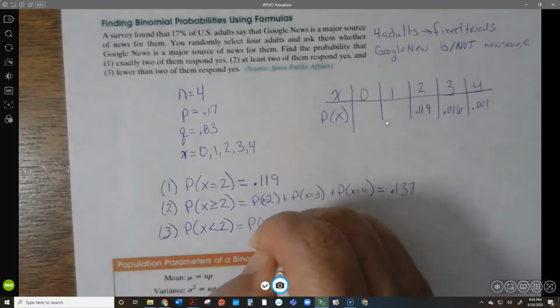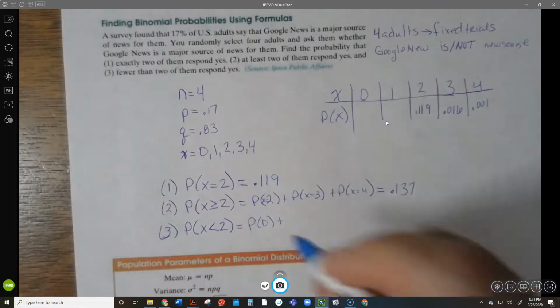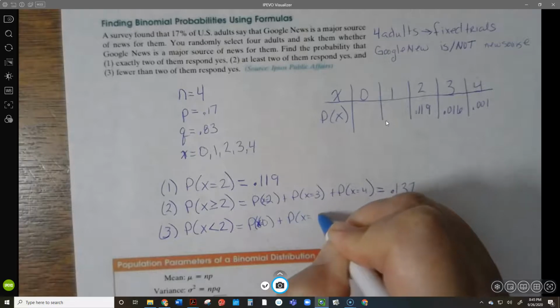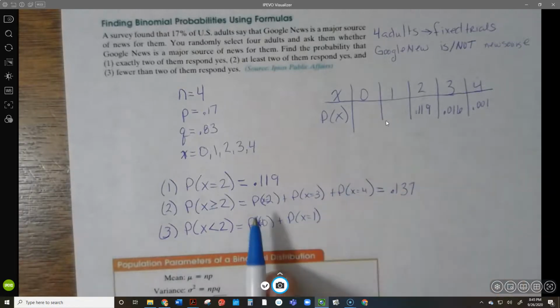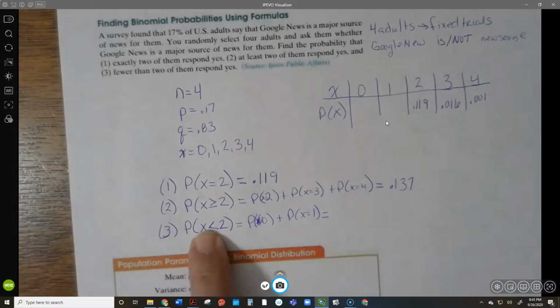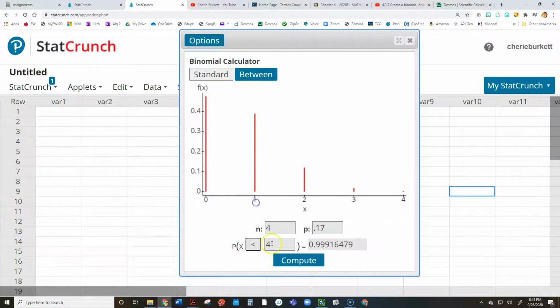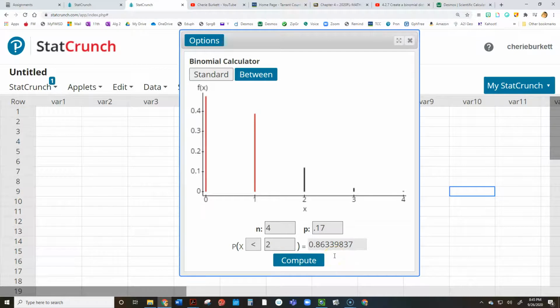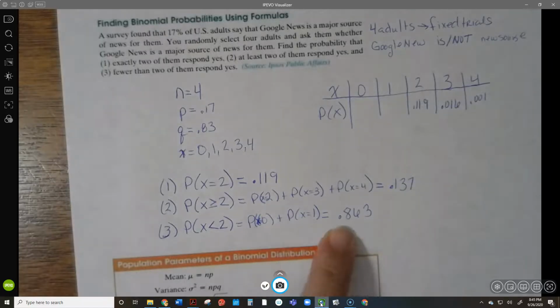That's the same thing as finding the probability that x is equal to 0 and the probability that x is equal to 1. Those 2 numbers are the ones that are fewer than 2. And if you go to StatCrunch and you put this notation in right here, less than 2, then the answer is 0.863.